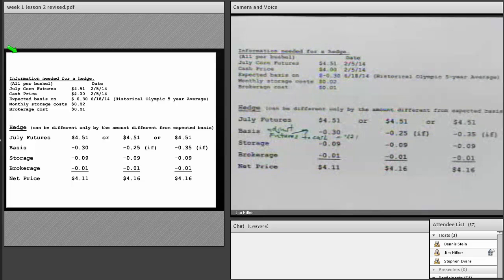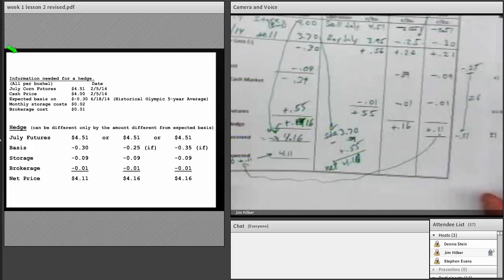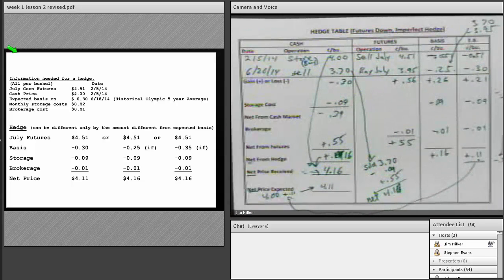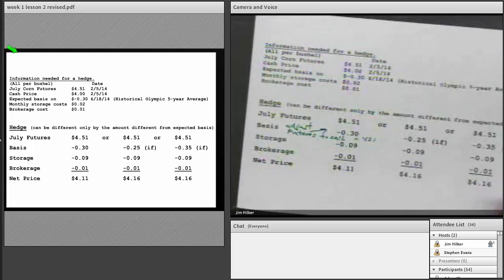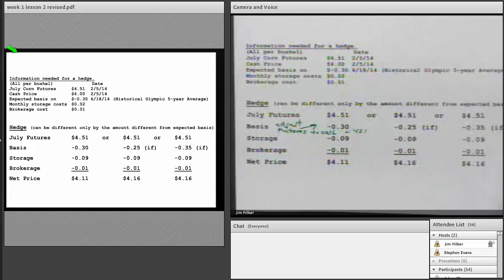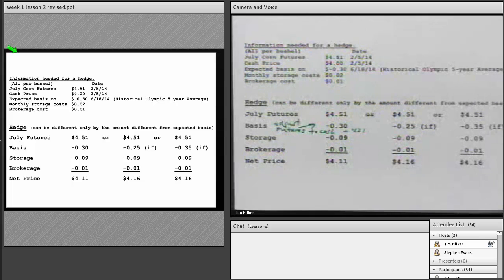Lo and behold, I'm 5 cents better off. So all you really have to do is look at your hedge. Oh man, the basis went to 25, but I thought it was 30, I was expecting the 411. It's strengthening, which I'm gonna look at a little bit harder as we go to the next one.